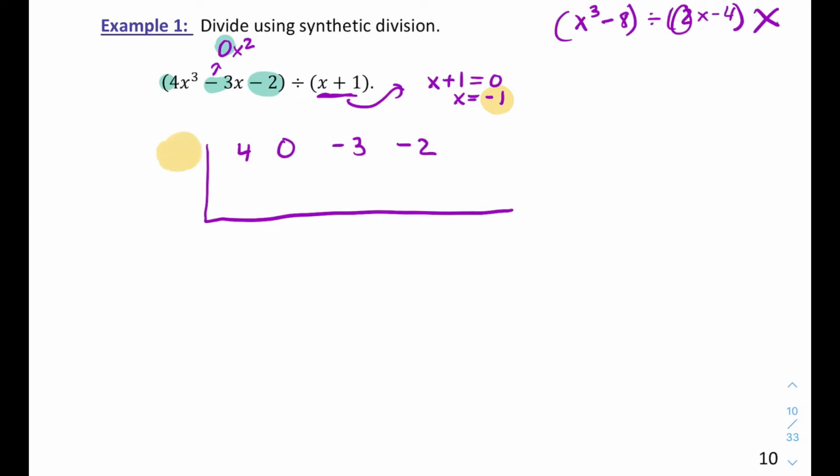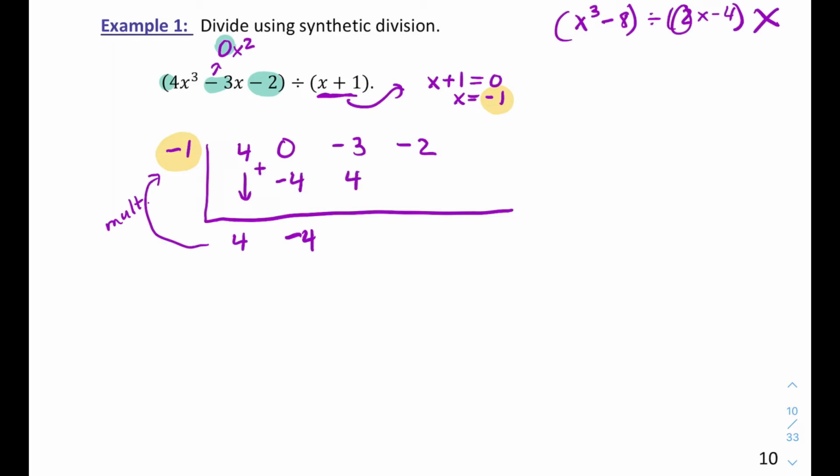I'm going to take that negative 1 and put it on the outside here, and I'm going to use it in my division process. You just drop down your first number, and then you multiply that number times my value that I have on the outside. So 4 times negative 1 gives me negative 4. I write that down in my next column, and I add those two values together. Then I repeat the process.